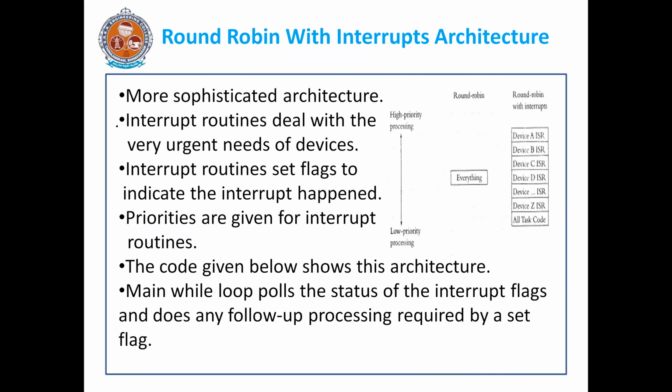First of all, we will see the round robin with interrupts architecture. This is a somewhat more sophisticated architecture than the round robin architecture. While discussing round robin architecture, we said it is a very simple architecture. But round robin with interrupts is a little more sophisticated. Here we have mainly introduced interrupts, that is, interrupts are being added to the architecture.